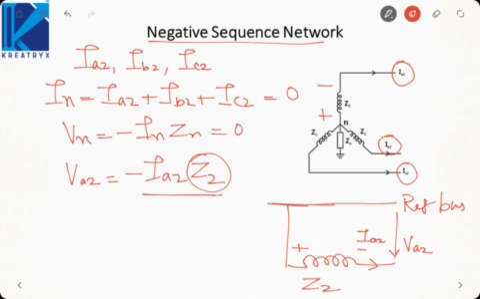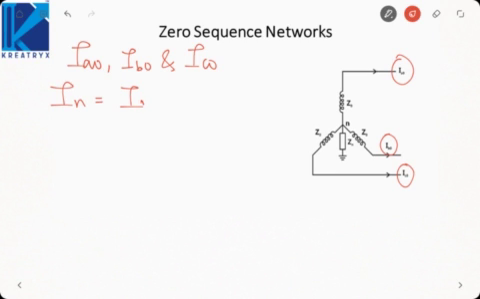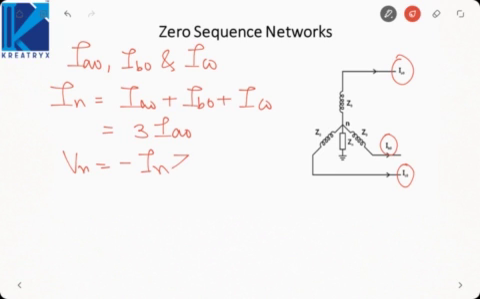Now let us proceed to the most interesting part, that is the zero sequence network. Here I have only shown the zero sequence currents IA0, IB0 and IC0. Now here the neutral current will be equal to IA0 plus IB0 plus IC0, which will be equal to 3 times IA0. That means the neutral voltage, which is minus IN into Zn, will be minus 3 IA0 into Zn.